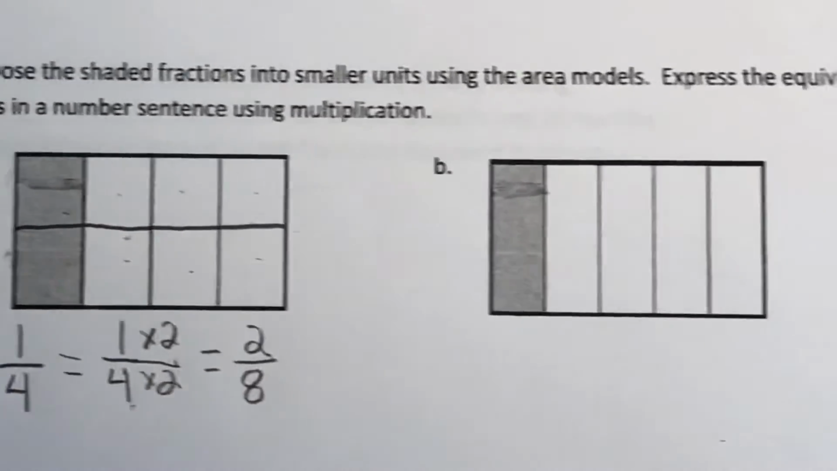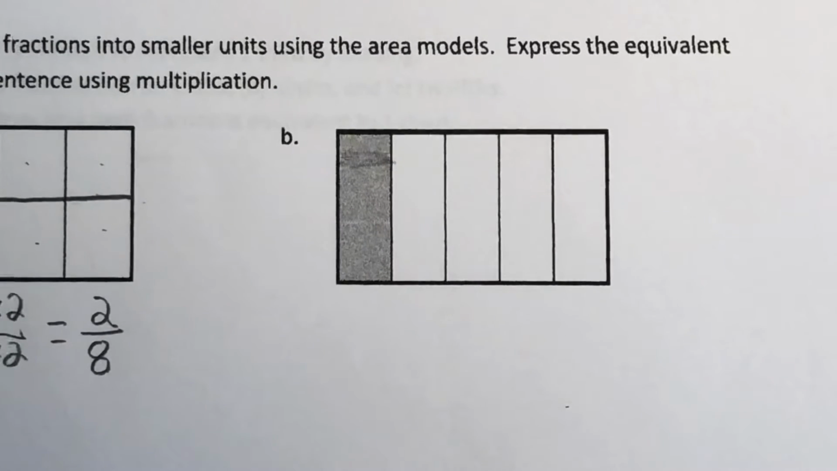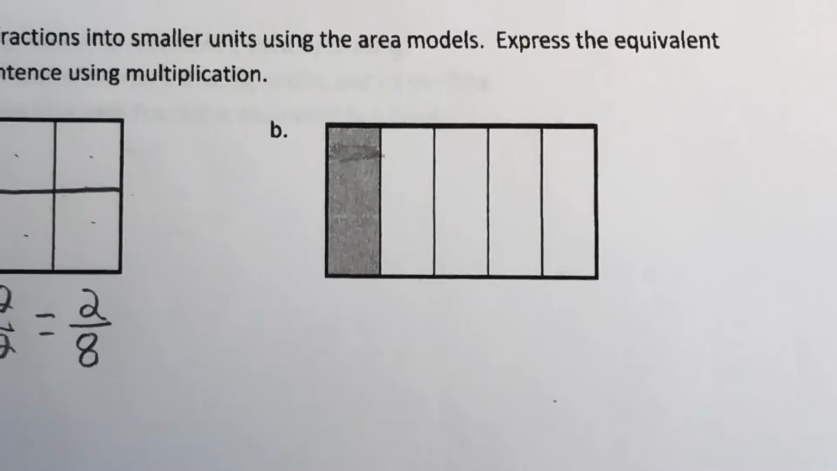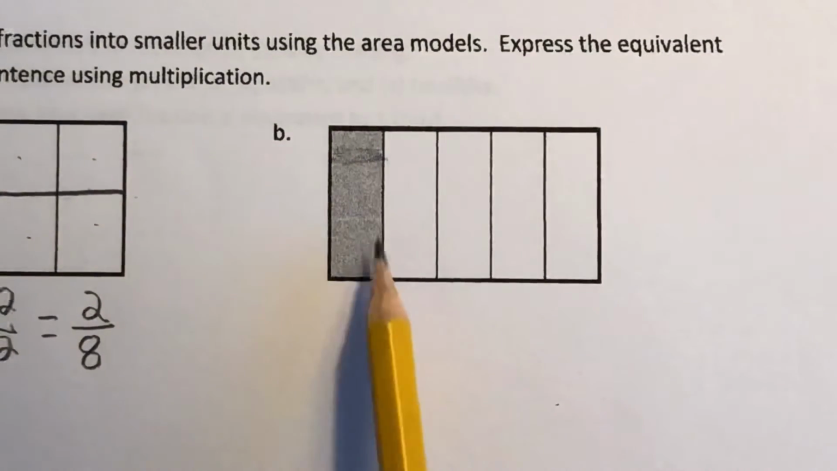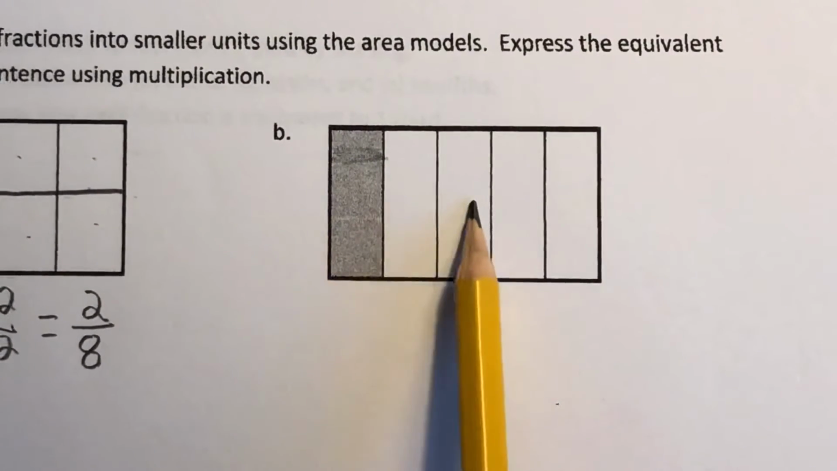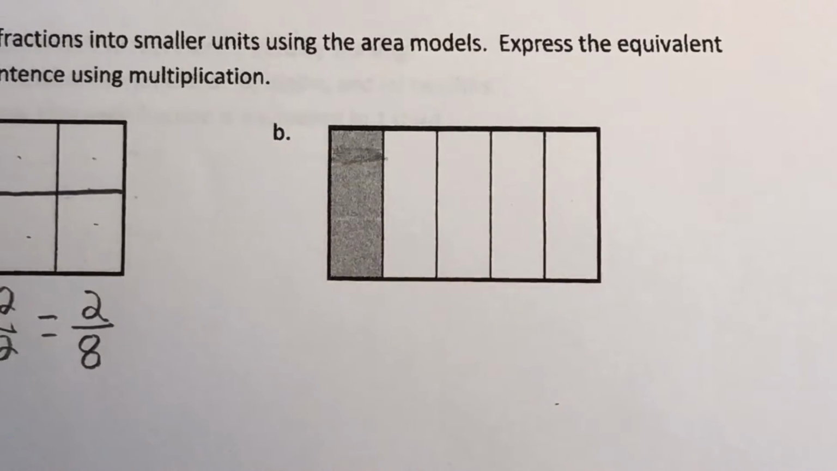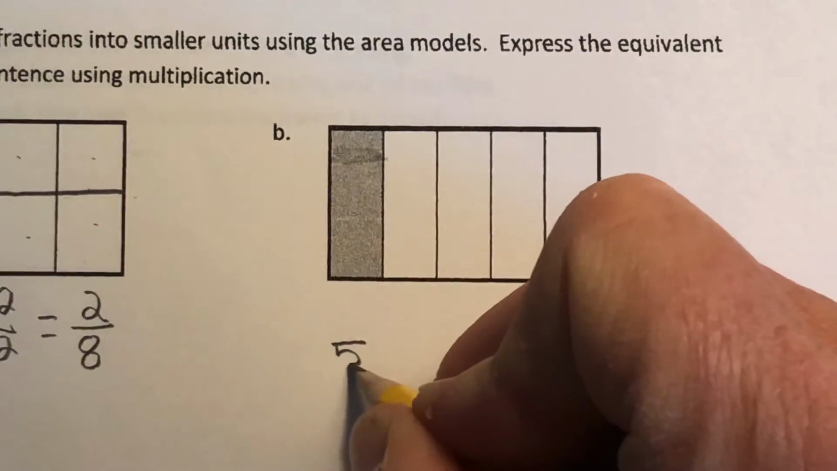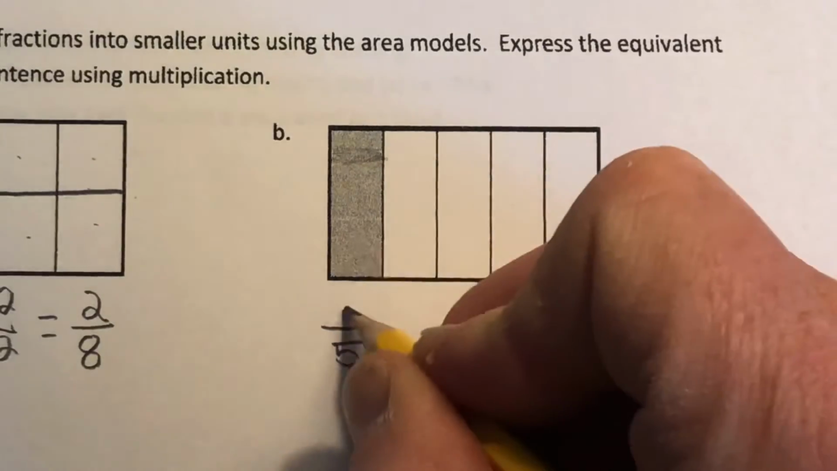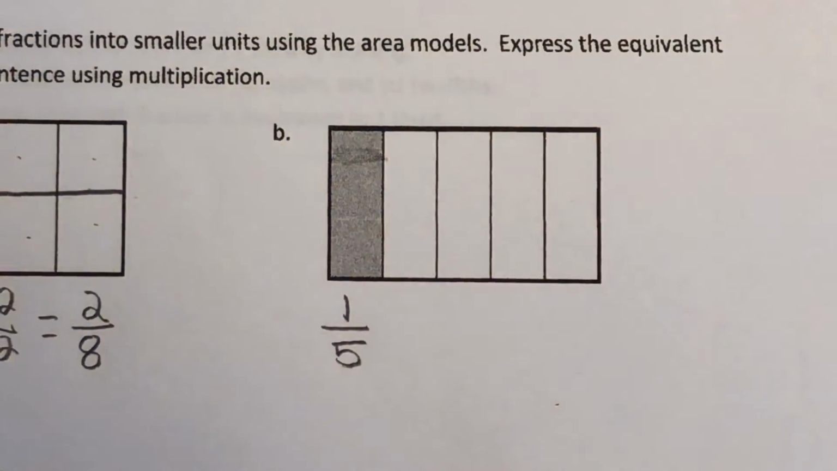Let's try this one. All right. First thing we need to do is find out our fraction. What fraction do we see right here? All right, so I'm going to count the total pieces. 1, 2, 3, 4, 5. Okay, so this is cut into fifths. So that's my denominator. And I see 1 shaded. So it's 1/5. No doubt about it.